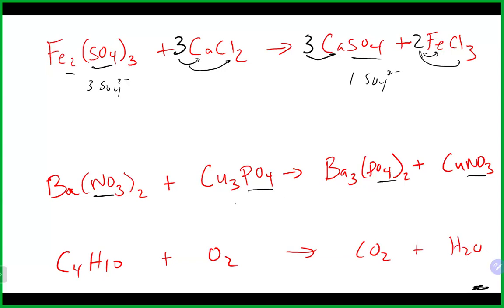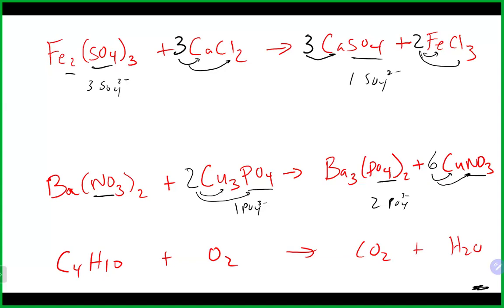And here I have 1 phosphate on this side. I got 2 phosphates on this side. So to fix that, I'm going to put a 2 here. That gives me my 2 phosphates. Again, that's going to tell me now I need to go look at copper there, which is 6. I'm going to put my 6 here.